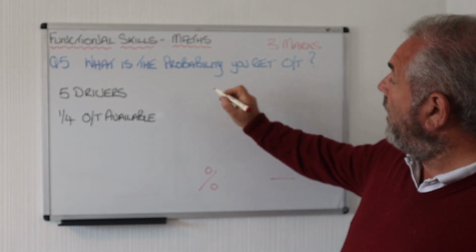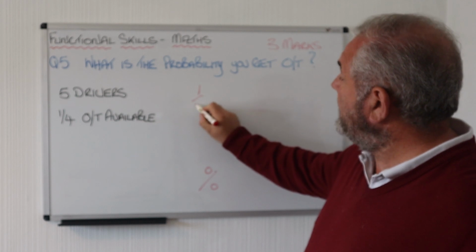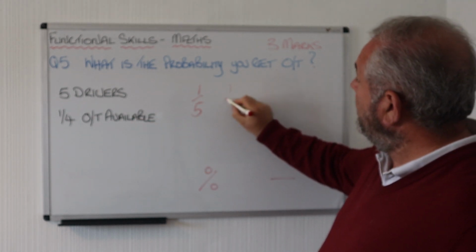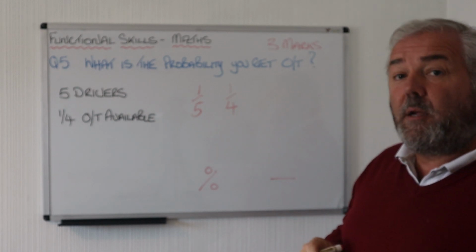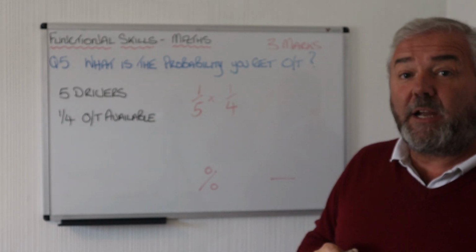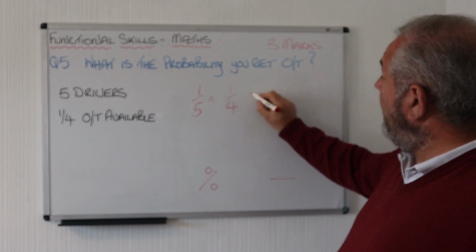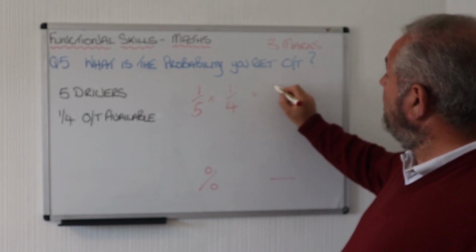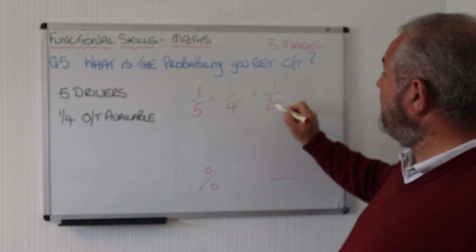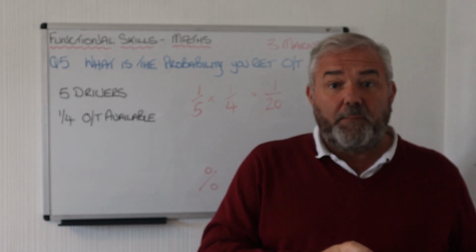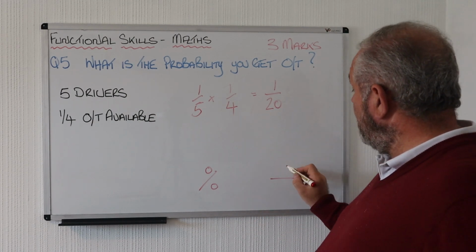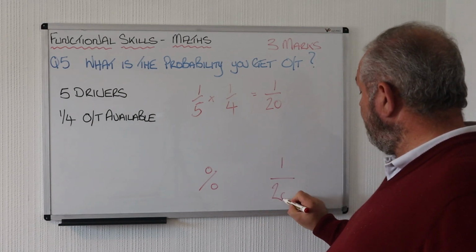If you are one of the 5 drivers, and there's a 1 in 4 chance of you getting the overtime, going back to our heads and heads, we multiply both numbers. Multiplying fractions, we do the tops, 1 times 1 is 1, and then the bottom, 5 times 4 is 20. So the chance as a fraction of you getting the overtime is 1 over 20. That would be one of our answers.